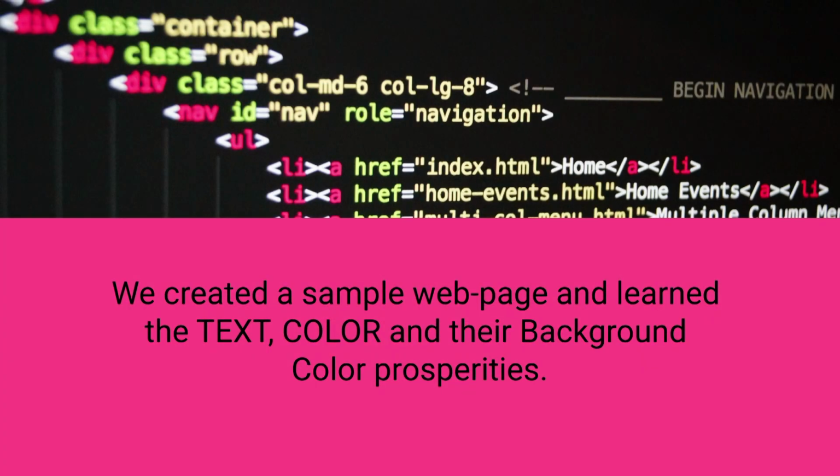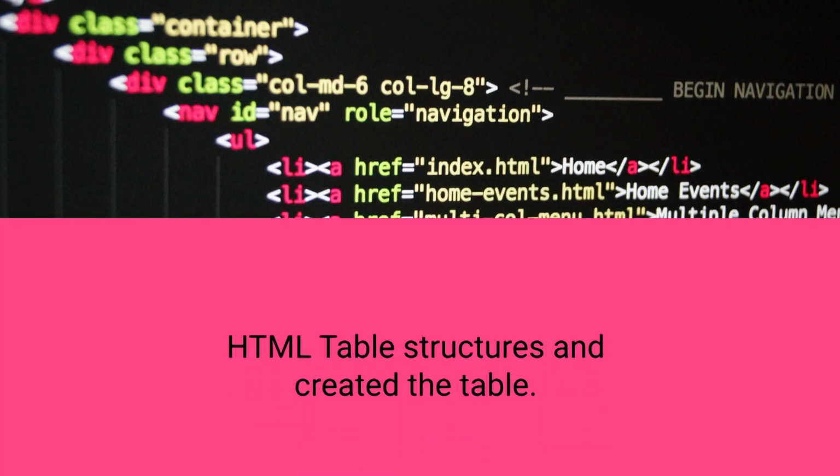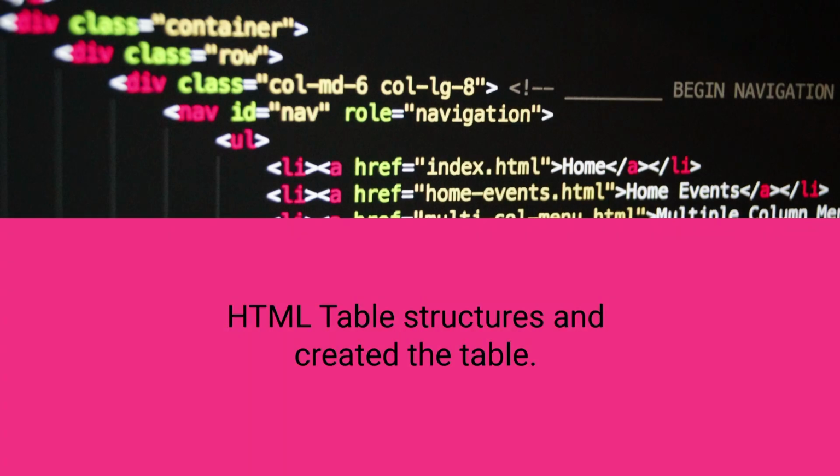This is what we have seen about HTML. Let's summarize this session. We discussed HTML code and their attributes. We created a sample web page and learned the text color and background color properties. We also discussed the HTML table structures and created the table. With this, I conclude this session and meet you at the next session for more practical demonstration. Thank you.